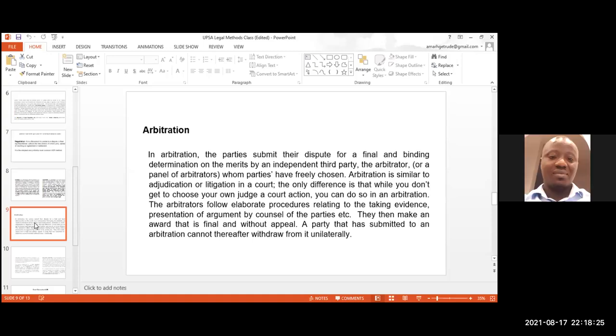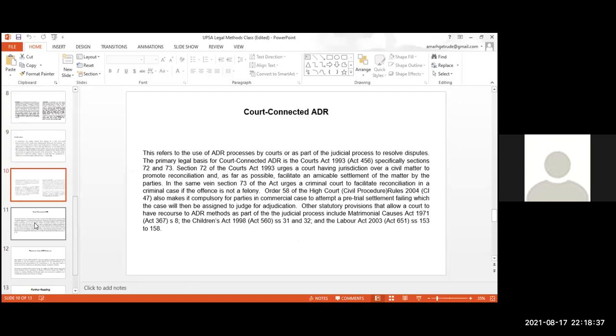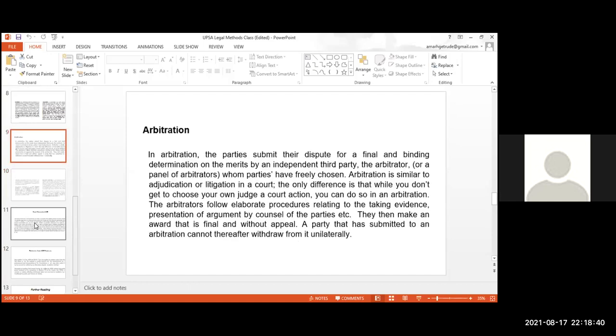Maybe what we can do next is to look at... I don't want us to look at this yet. Let us look at some doctrines which are inherent in this process of arbitration. And by this, I am referring particularly to a doctrine referred to as the doctrine of separability, which I'm confident some of you may have heard before.